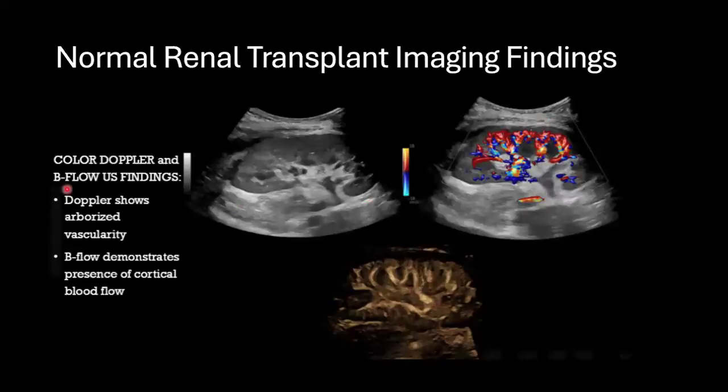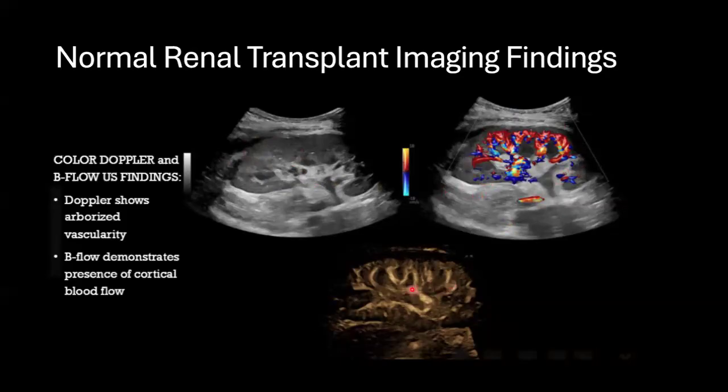And on ultrasound, we do both B mode or B flow and color Doppler. The B mode ultrasound is the regular grayscale. On this one, we evaluate the kidney size, the corticomedullary differentiation, and we look for any peri-transplant collections, which again, immediately post-op, we expect some fluid. And then we look at the vascularity of the kidney.